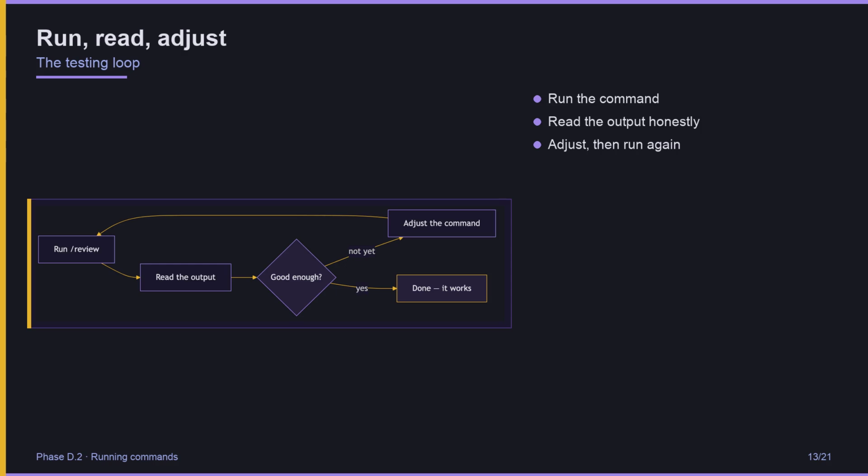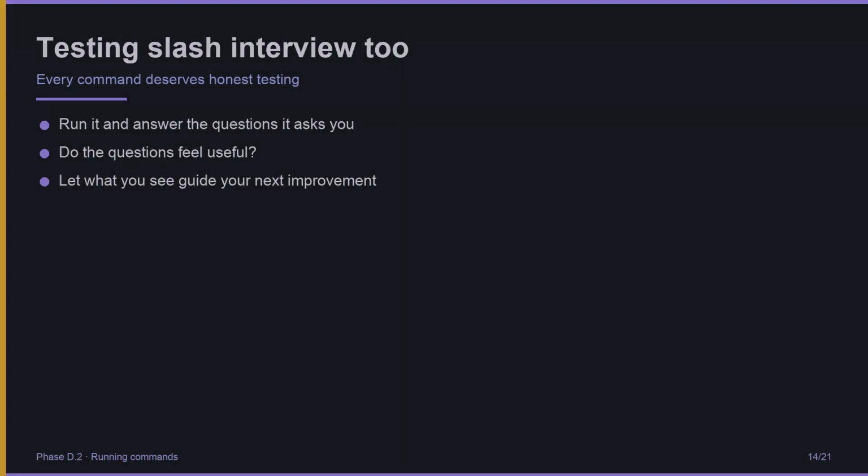You do not get it perfect on the first try. You improve it, one honest run at a time. You can test your other commands the same way. If you built /interview, run it and answer the questions it asks you. See whether the questions feel useful, whether they cover the right ground, whether they push you to think. Every command you build deserves this same honest testing. Run it for real, pay attention to what comes back, and let what you see guide your next improvement.